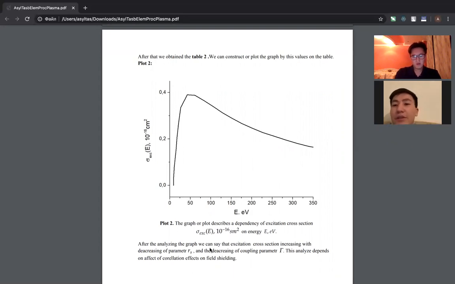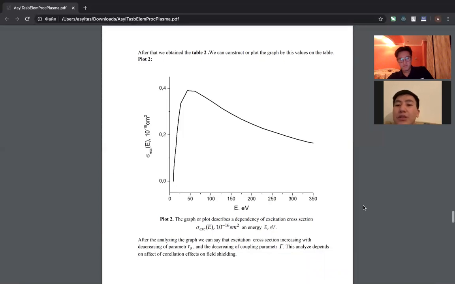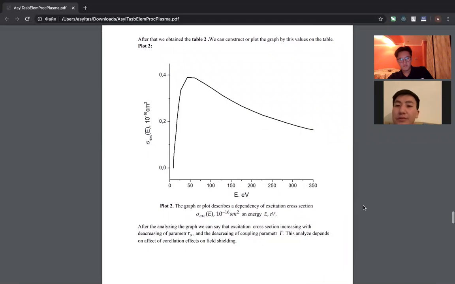And after analyzing the graph, we can say that the excitation cross-section increases with decreasing parameter R and decreasing coupling parameter gamma, and this analysis depends on the effect of correlation effects on field shielding.